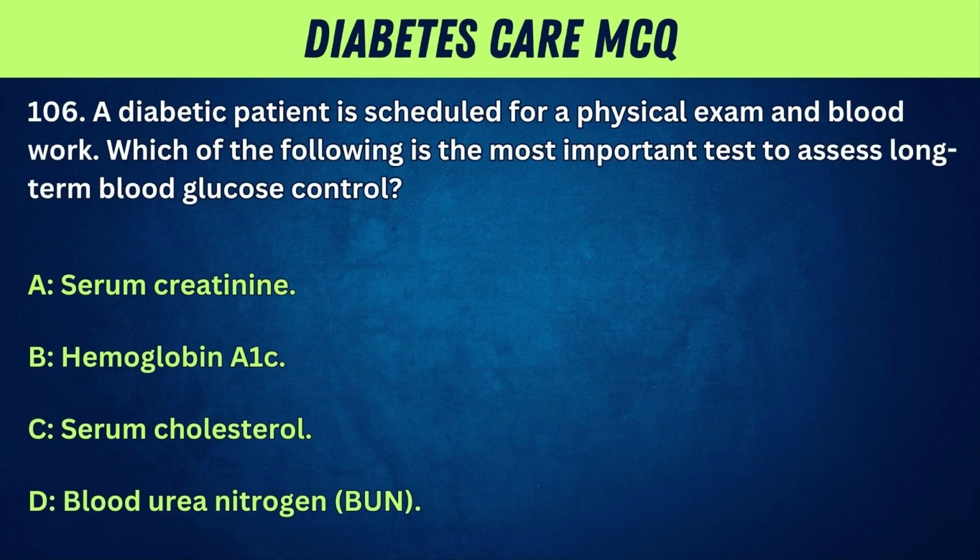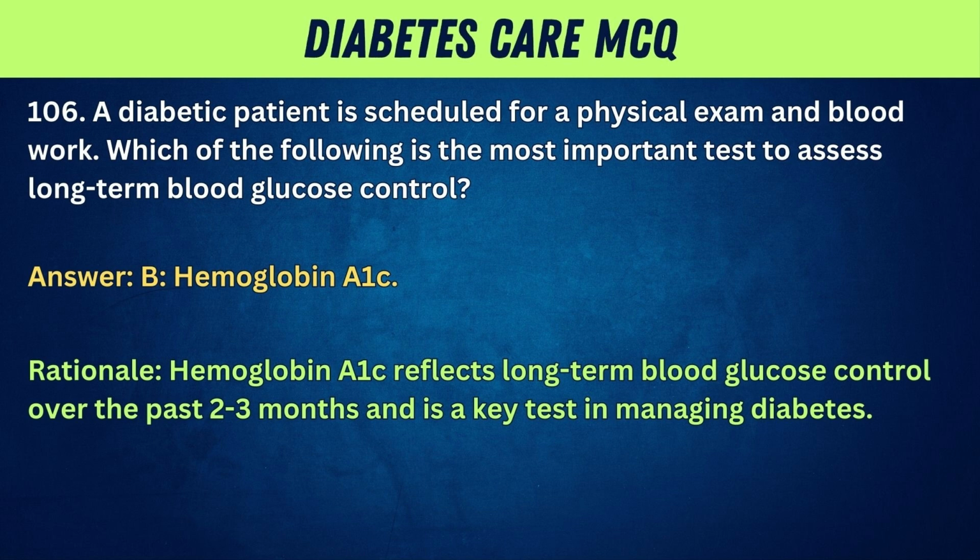106. A diabetic patient is scheduled for a physical exam and blood work. Which of the following is the most important test to assess long-term blood glucose control? A. Serum creatinine. B. Hemoglobin A1C. C. Serum cholesterol. D. Blood urea nitrogen (BUN). Answer: B. Hemoglobin A1C. Rationale: hemoglobin A1C reflects long-term blood glucose control over the past 2 to 3 months and is a key test in managing diabetes.